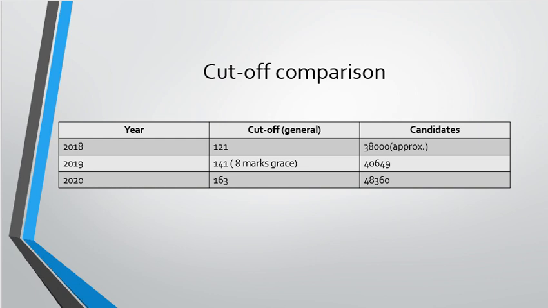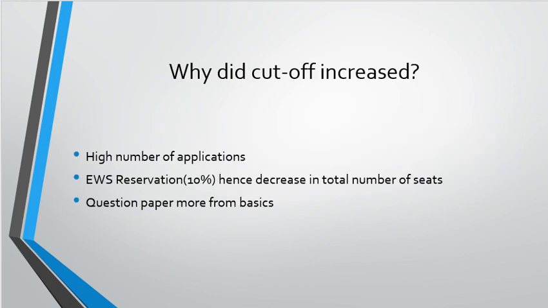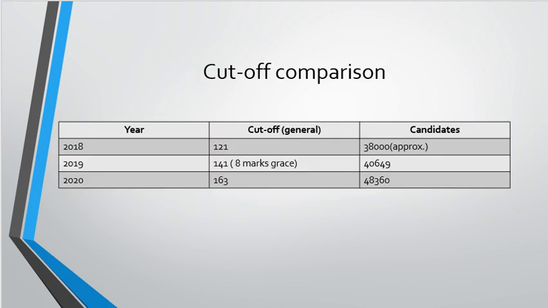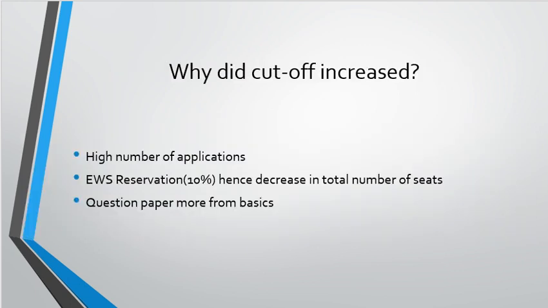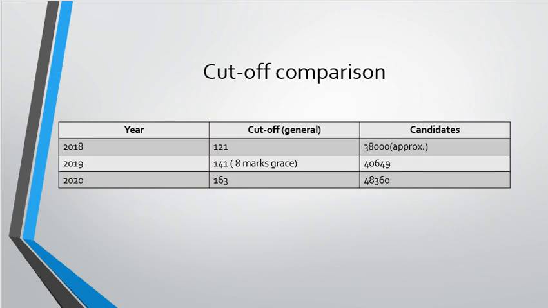The second reason is EWS reservation came into existence. That's why the cutoff was increased, because 10% of seats were completely reserved for the EWS category. And the third reason is question paper more from the basics. This means that since NTA has started conducting the examination, the question paper has more questions from the basics. They are trying to assess your basic knowledge first. They are giving preference to your basic knowledge, basic concepts first. When the question paper is set from the basics, definitely it's a bit easy.